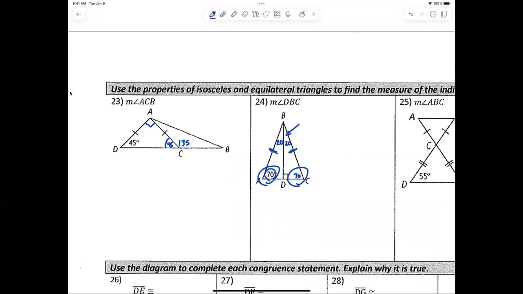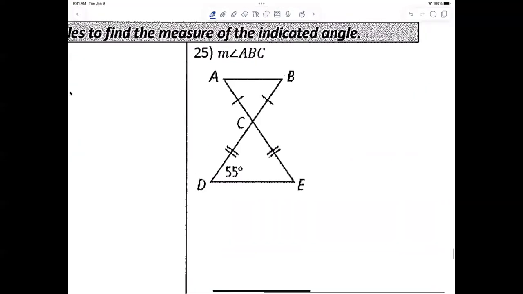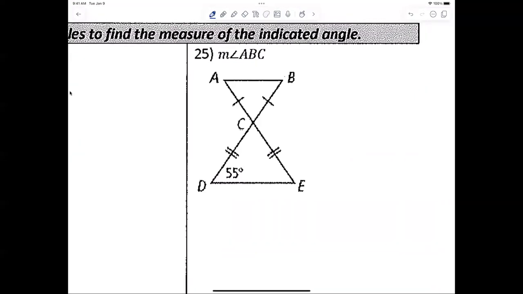Okay, here we go. Let's look at 25. So angle E is how much? 55. This angle right here is 70. Do we agree with that? That means this is 70. Do we agree? Which means angle A is 55 and 55.